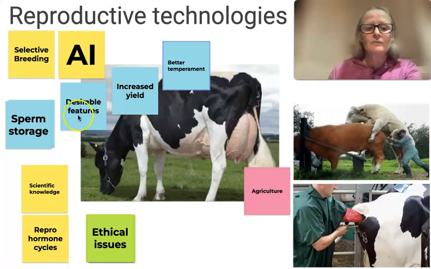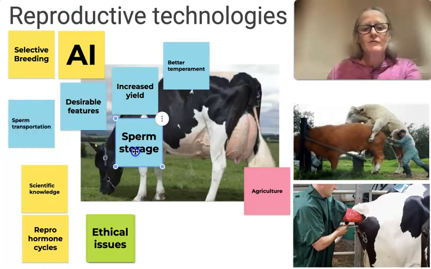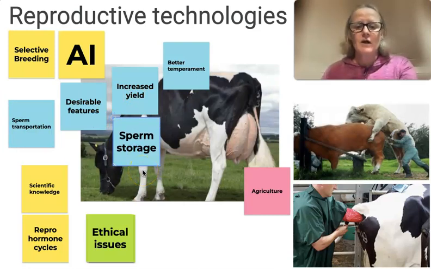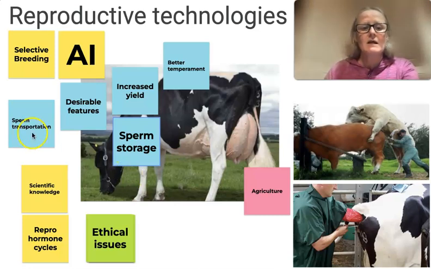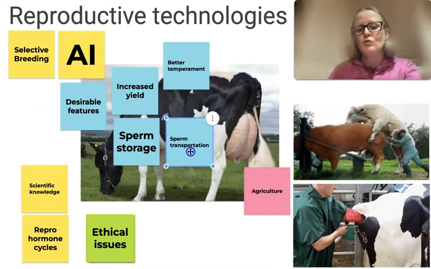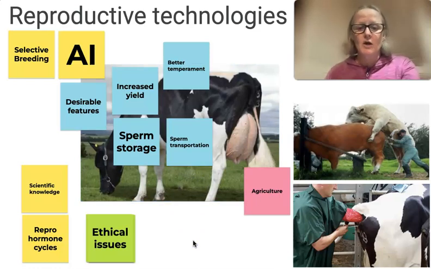so they're easier to handle. There are also big advantages to being able to store the sperm in liquid nitrogen for prolonged periods of time, which means you can continue the pedigree of a bull well after the bull has died. And there's also big advantages to being able to transport the sperm rather than transporting a prize animal. It's much lower cost and less risk.